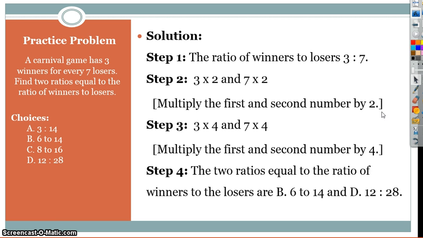The first step is to write the ratio of winners to losers, and it looks like this, 3 to 7. Your second step would be to multiply the first and second number. In this case we multiply by 2, and that gives us the ratio 6 to 14. The next step would be to multiply the first and second number by another common value. In this case we used 4, so that would give us the ratio 12 to 28. Therefore, the two equal ratios that solve this problem are letter B and letter D.